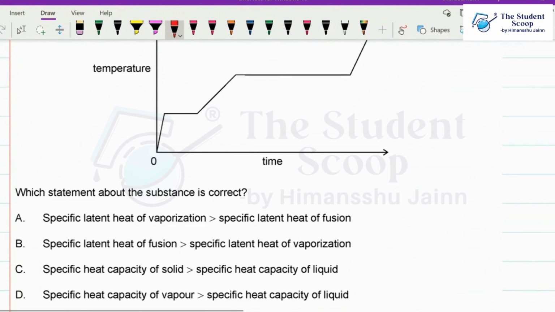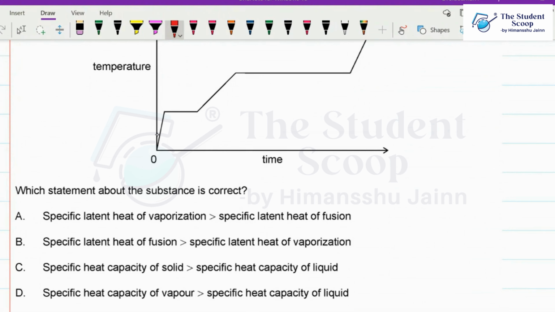We can see that there are multiple stages here. I can assume the stages start from solid, then go into liquid, and then go into the gaseous state. This is the stage of melting, so it is the state of fusion. This is the state of vaporization. The specific latent heat of vaporization is greater than the specific latent heat of fusion, and that is true because the line of vaporization is longer on the graph. So it tells us that it requires more energy for the vaporization process than the fusion process. So this is the correct option.